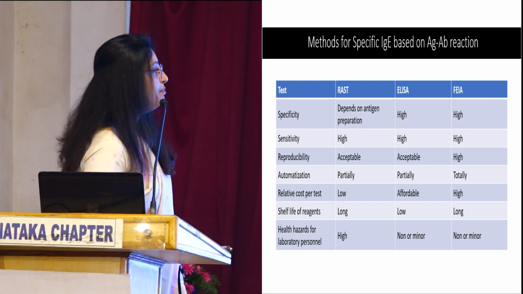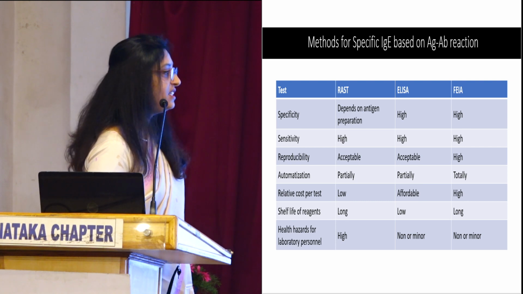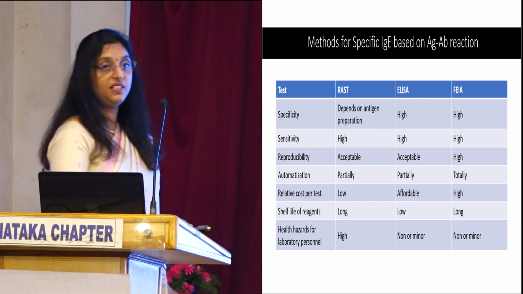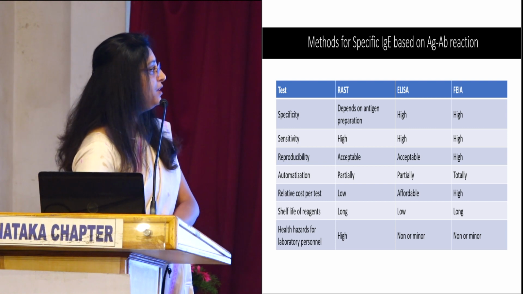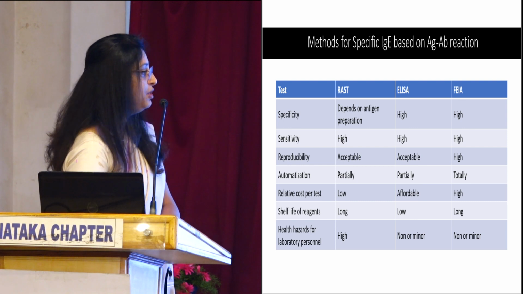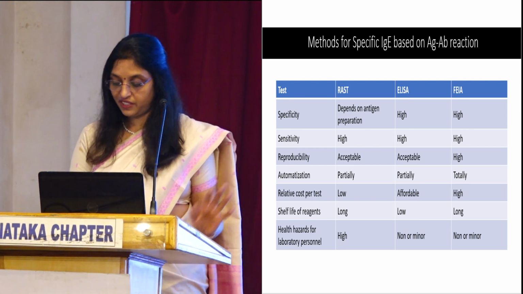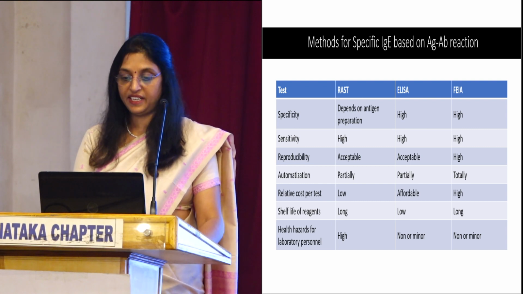And they are reproducible, the fluorescent immunoassays. Automation is possible. Cost is higher for fluorescent enzyme immunoassays compared to the ELISA assays, and the shelf life of reagents is long, so we are able to use it, and hazards to the lab personnel is minimal, which you can see with radiation is there and is not there with the other techniques.